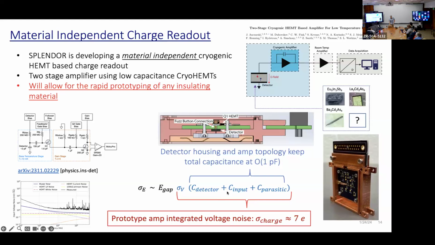The input capacitance is the capacitance from the gate to the channel of the transistor. And the supplier that we get our HEMTs from is the same supplier that supplies SuperCDMS and Ricochet and all of these other cryogenic experiments. They've developed a low capacitance version of their HEMTs, and since the noise scales with the capacitance, it's also a low noise version of their HEMTs. And so those are about 1.5 picofarads.